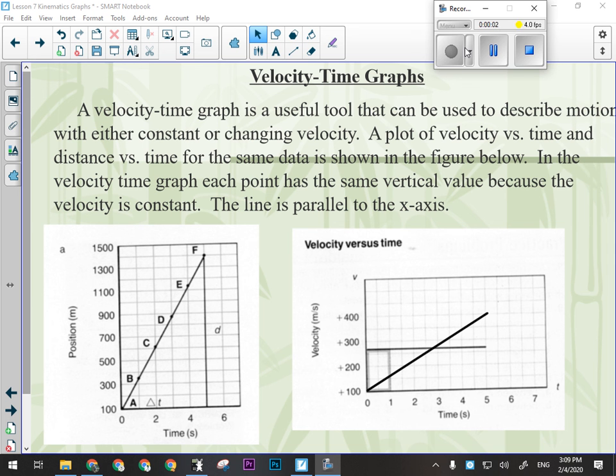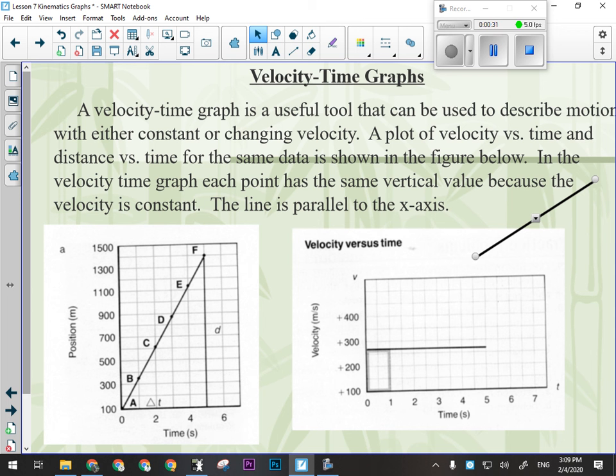Okay, so as the name would imply, a velocity versus time graph is showing me the object's velocity at various points in time, just like the position time graph showed me the position of the object at various points in time. Right? On this velocity versus time graph here on the right, what am I seeing? What is that object doing?